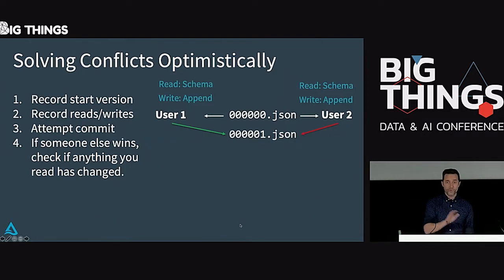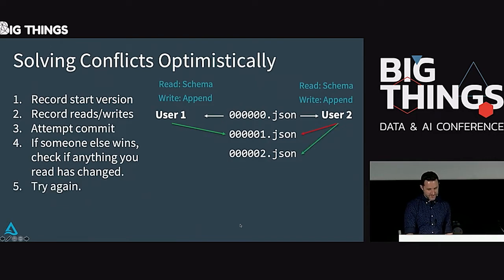The schema is the only thing I looked at. So I actually don't know if I happened before or after user one's operation. So the system will automatically retry and reorder these, and everybody succeeds and doesn't even realize that something went wrong. The only time you'll have a conflict in Delta is when two people are actually modifying the same data at the same time. And in that case, you do want it to fail, because otherwise you might get the wrong answer. So you try again, and everything's good.